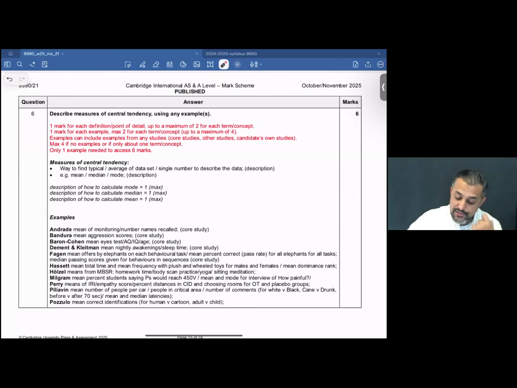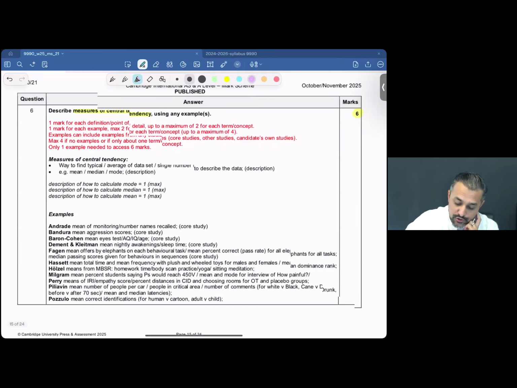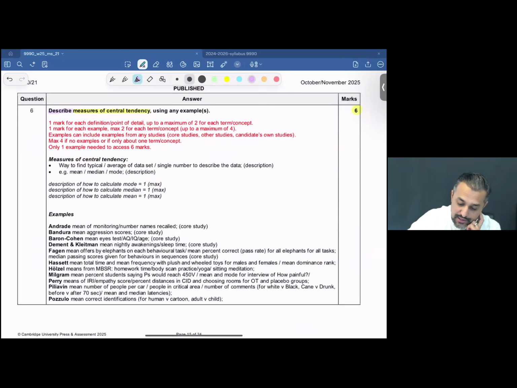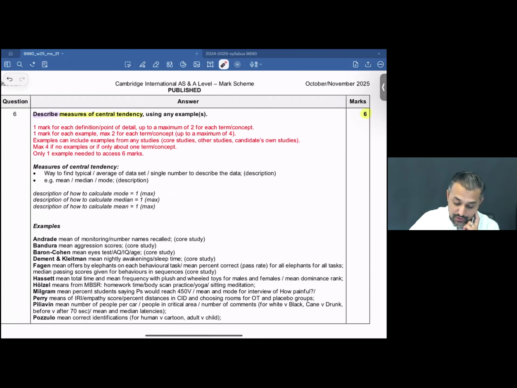So describe measures of central tendency using any example. This being a 6-mark question where you've been asked to describe measures of central tendency. The command word over here is describe. And for this specific 6-mark question, a few things that I've mentioned earlier in many classes, but I'd like to take this opportunity to re-say what I typically do.